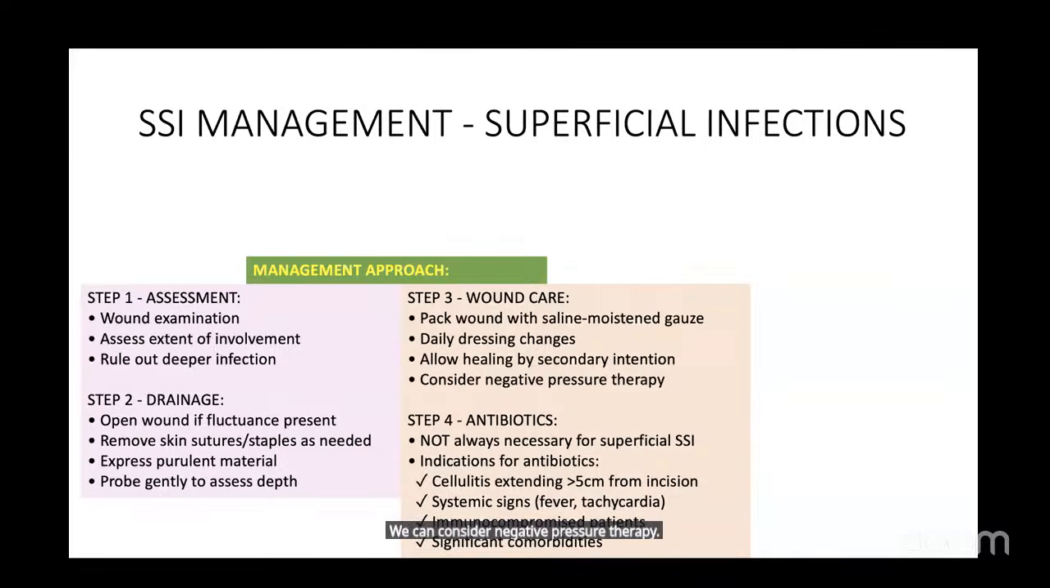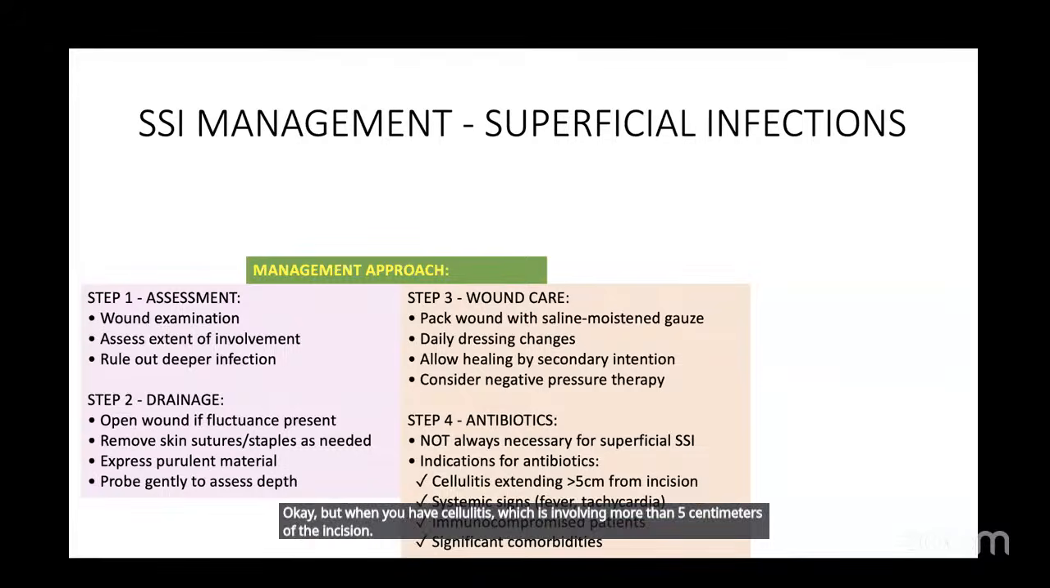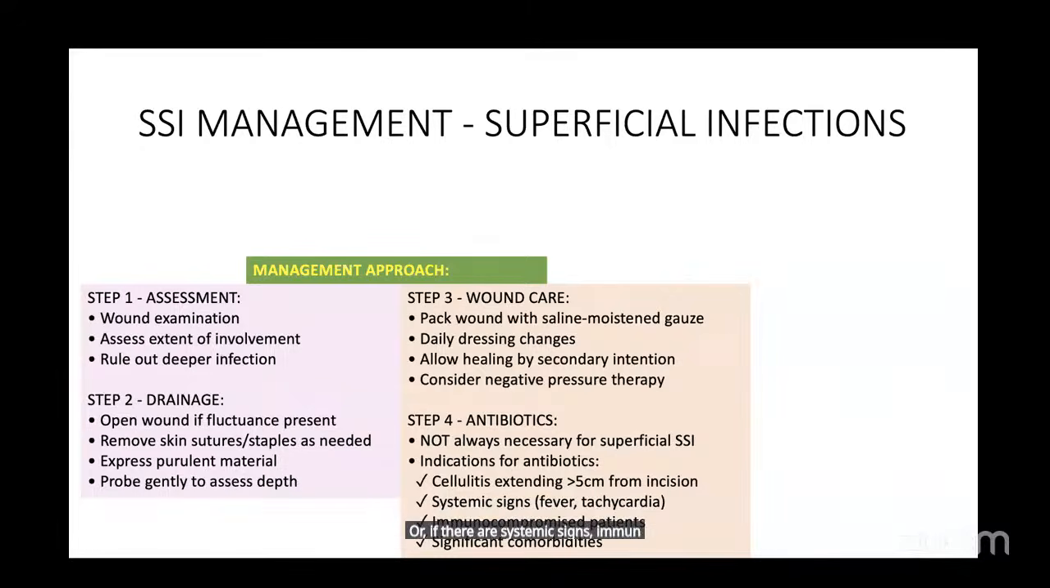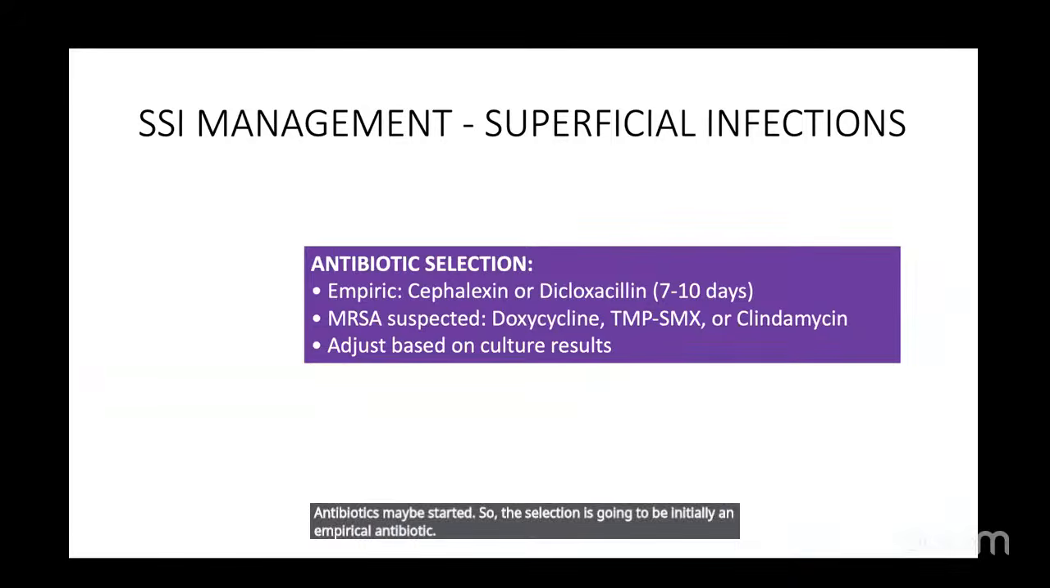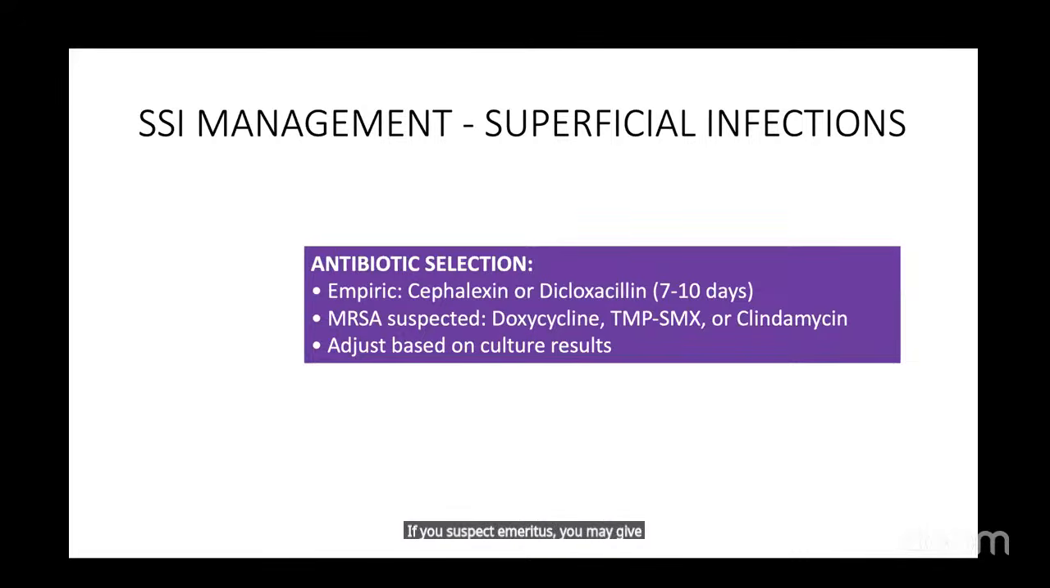Antibiotics for a superficial infection is not always necessary. But when you have cellulitis, which is involving more than 5 centimeters of the incision, or if there are systemic signs, immunocompromised patients, or if the patient has significant comorbidity, antibiotics may be started. So the selection is going to be initially an empirical antibiotic. If you suspect MRSA, you may give doxycycline or cotrimoxazole, etc. But then once the culture report comes up, the antibiotic has to be based on the culture result.